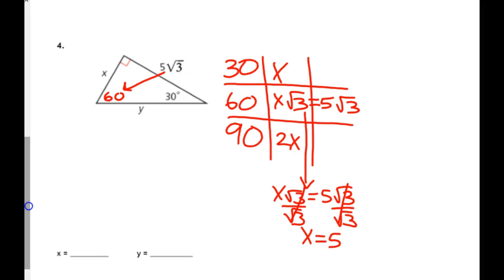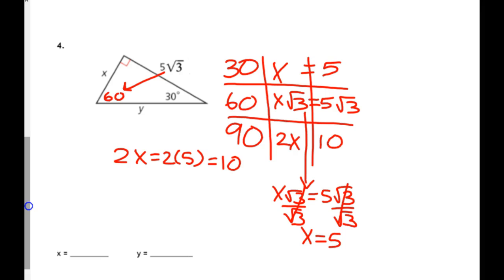So when you have the side across from 60, and it has a square root of 3 already, the number in front is your x value. So if x is 5, then up here, x equals 5. And then 2x is 2 times 5, which is 10.